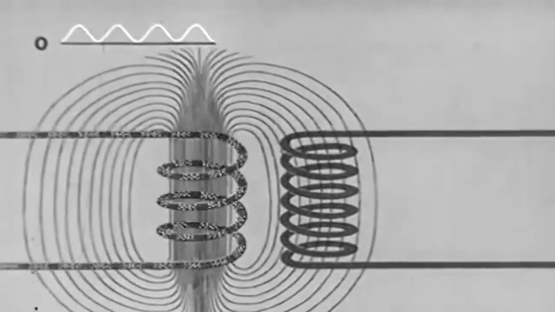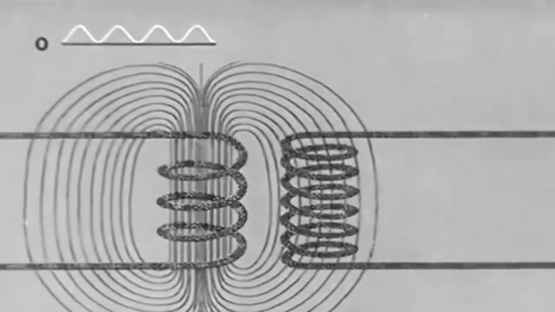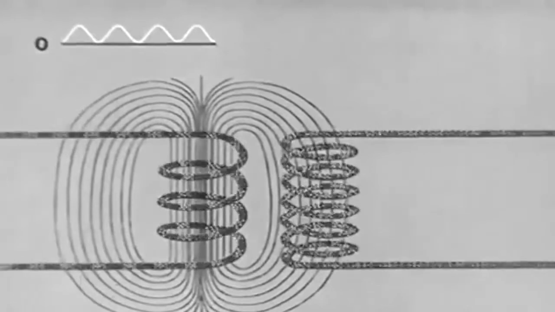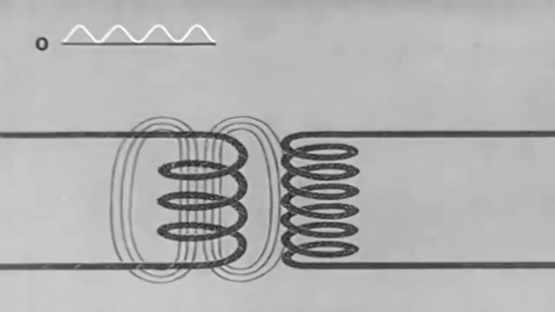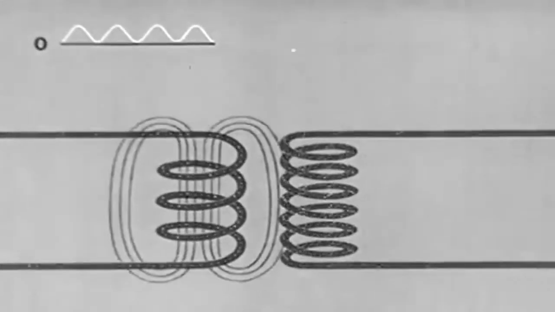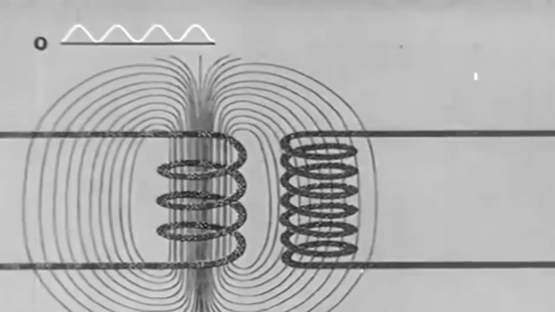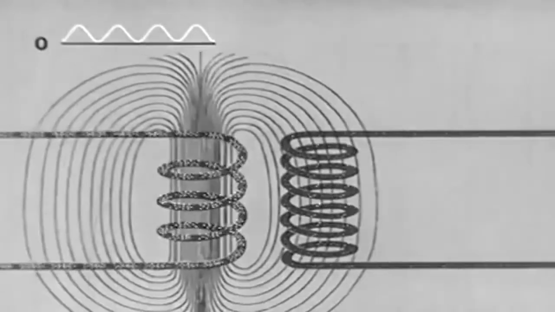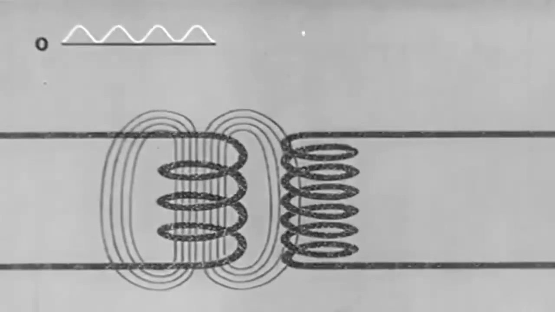When current in the primary decreases, the magnetic field collapses and the lines of force cut back through the secondary coil. Now electrons in the secondary flow in the opposite direction. When the magnetic field builds up, the secondary current flows in one direction. When the magnetic field collapses, the secondary current flows in the opposite direction.